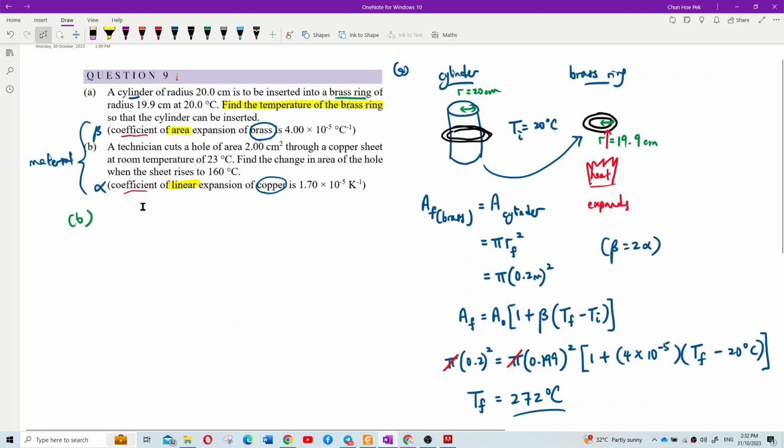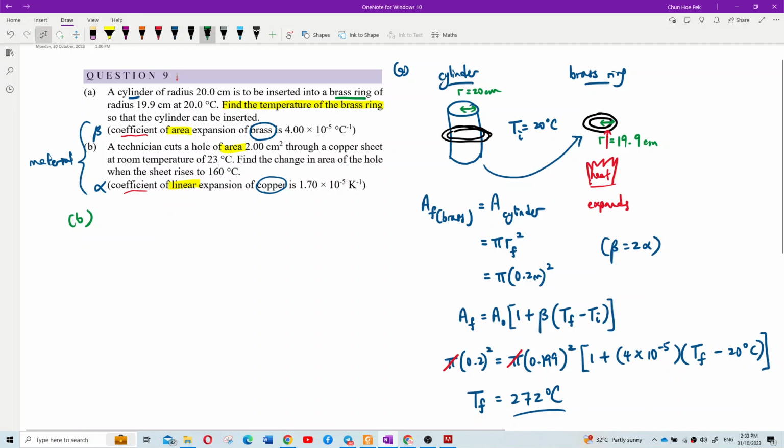Okay, class. So this one gives you alpha, but this question talks about area. See that? This question talks about area, but it gives you alpha. So what do you do? You need to find beta because you're doing area. To find beta, you just take 2 alpha, multiply by 2, and you get beta. That's the way.